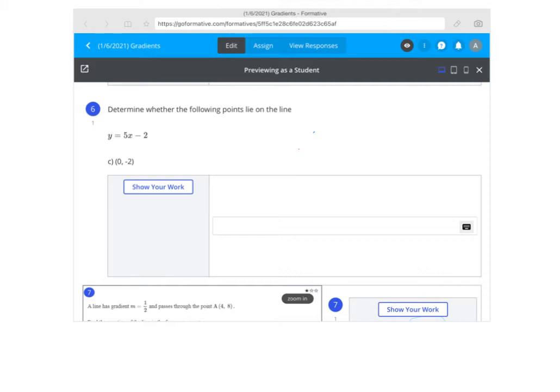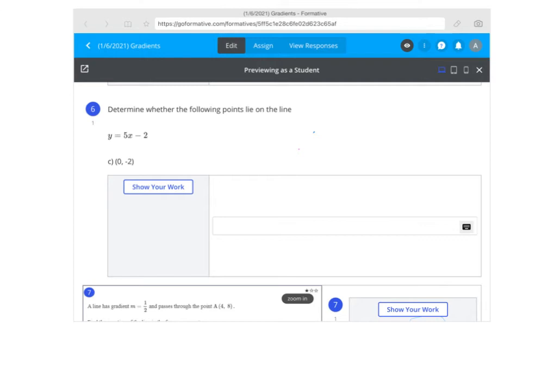Otherwise, if you didn't remember how to identify your y-intercept, you can go ahead and just plug in as we did in the other two examples, and it'll still give you the same answer. So therefore, you'll say yes, the point (0, -2) does lie on the line. And there you go.